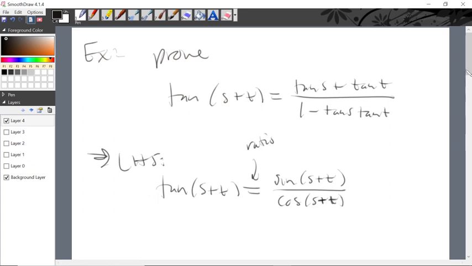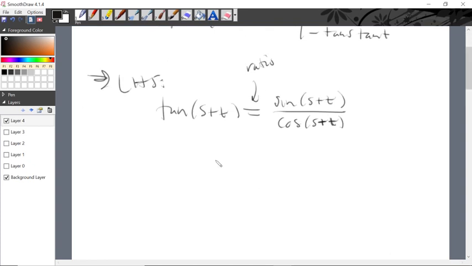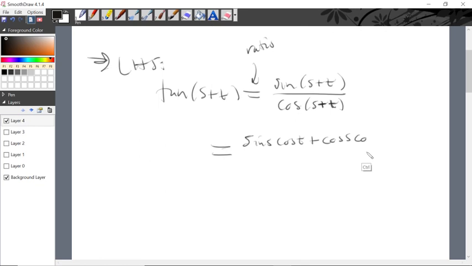That's the key right there. Because we already know what the sine of a sum is and the cosine of a sum as well. We've already proven that the sine of s plus t is the sine of s times the cosine of t plus the cosine of s times the sine of t. And we've proven the cosine of a sum is the product of the cosines minus the product of the sines. We've proven that as well.